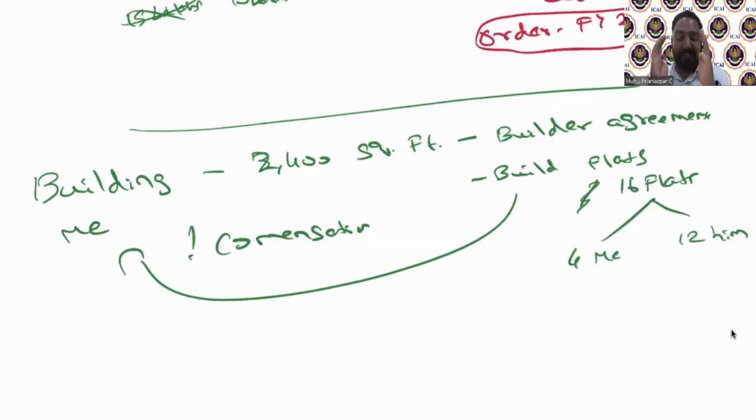Whatever I get, the equivalent value of these 4 flats, is my total sale value. So now please understand, I'm giving my land, I'm letting the builder build. Now the builder builds 16 flats. He says 4 are yours, 12 are mine. Now these 4, I can keep for myself or sell to someone. But the value of these 4 flats is only my sale consideration. That is only my compensation.